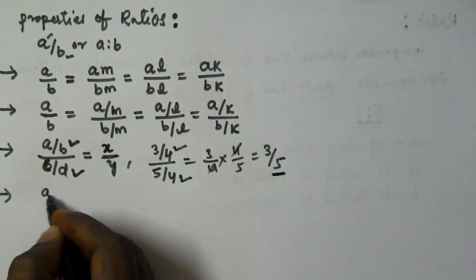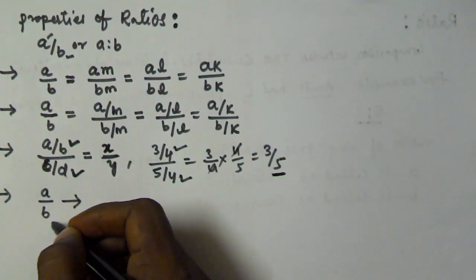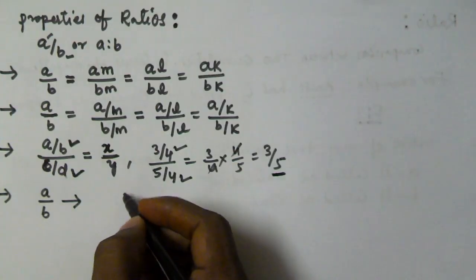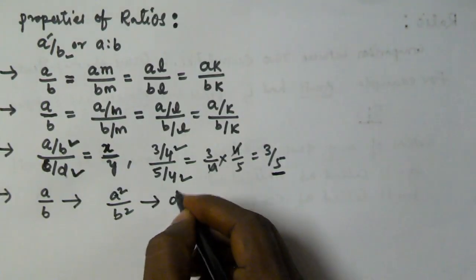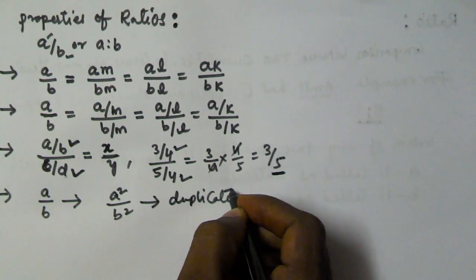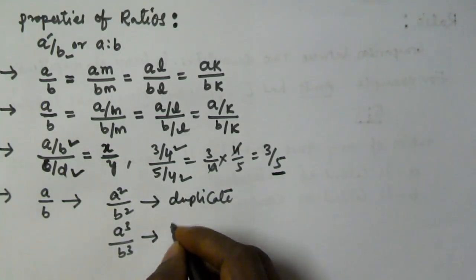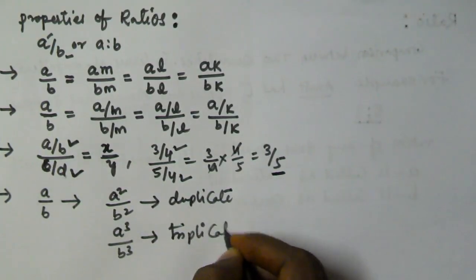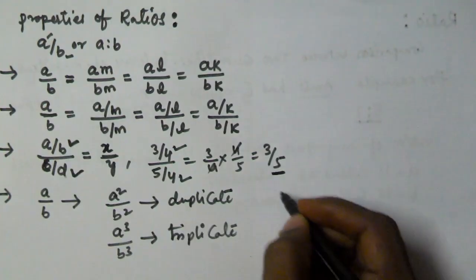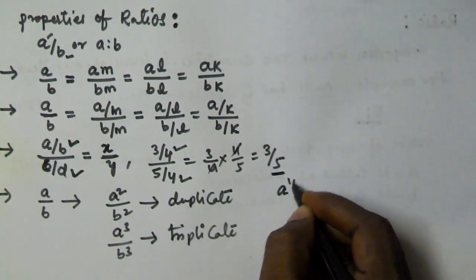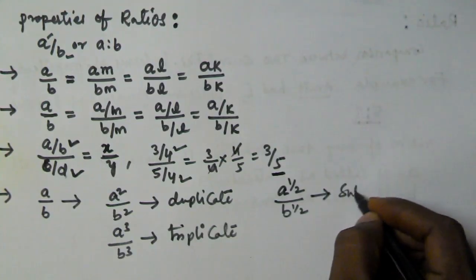Next one, if A by B is the ratio, then A square by B square is called the duplicate ratio, and A cube by B cube is called the triplicate ratio, and A to the power of 1 by 2 over B to the power of 1 by 2 is called the subduplicate ratio.